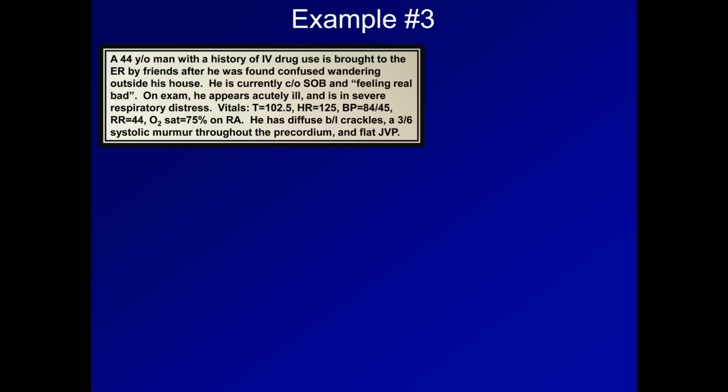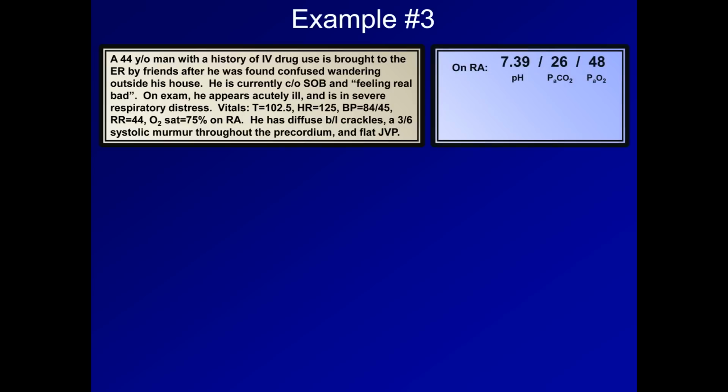Temperature is 102.5, heart rate 125, blood pressure 84/45, respiratory rate 44, and O2 sat 75% on room air. He has diffuse bilateral crackles, a 3 out of 6 systolic murmur throughout the precordium, and a flat jugular venous pulse. His room air ABG reveals a pH of 7.39, PaCO2 of 26, and PaO2 of 48. We will ignore his interesting acid-base arrangement and start with checking his AA gradient.